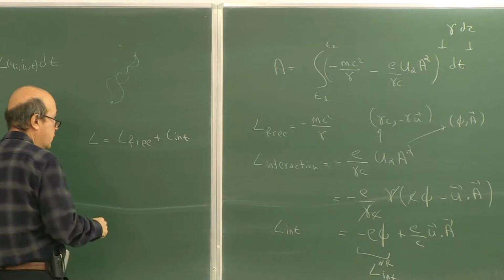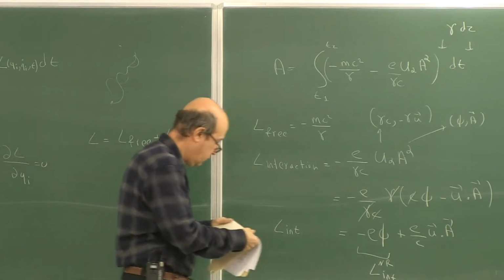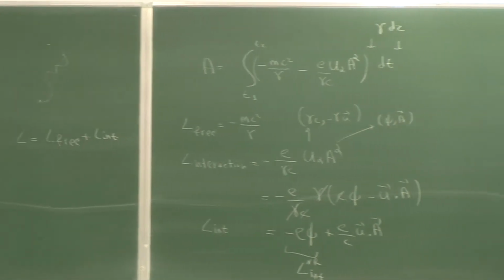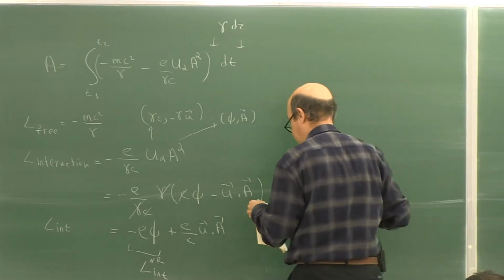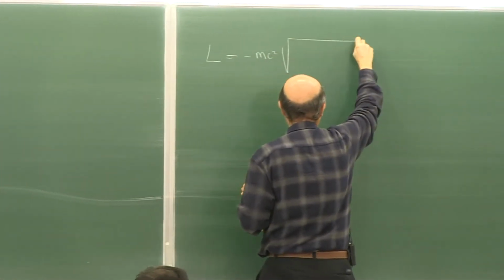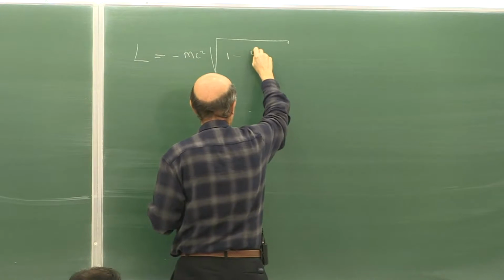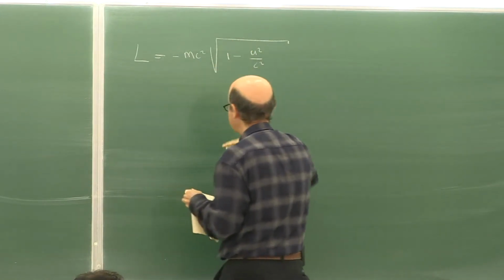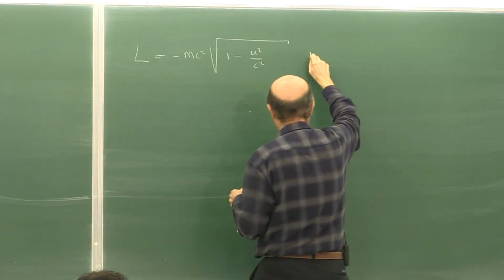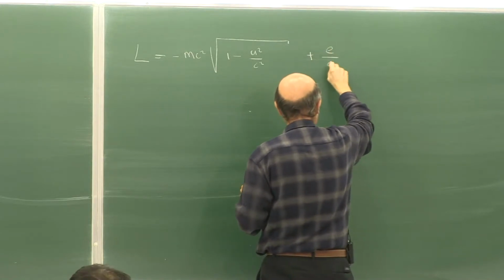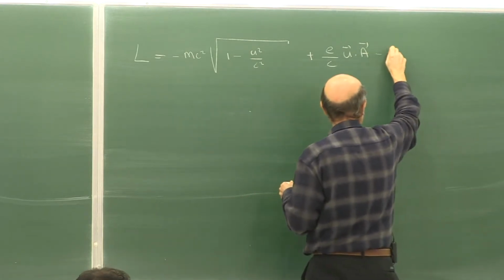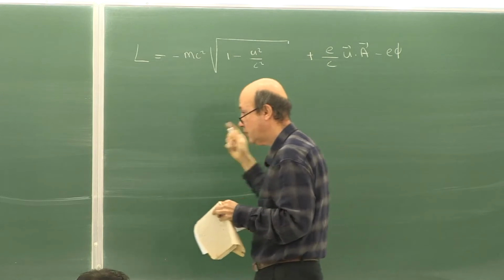Now let us look at what is going on if we calculate the Hamiltonian of this total Lagrangian. The Lagrangian at hand is the following: minus mc squared over gamma, which is equal to minus mc squared times the square root of 1 minus u squared over c squared. This square root term is nothing but 1 over gamma. And we have the interaction term, e over c u dot A, minus e phi. So this is the whole Lagrangian.